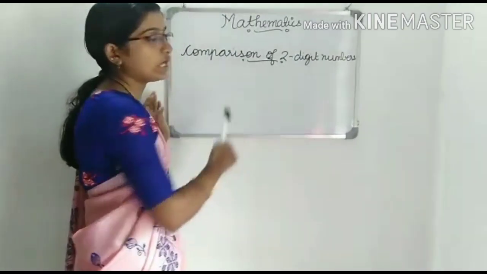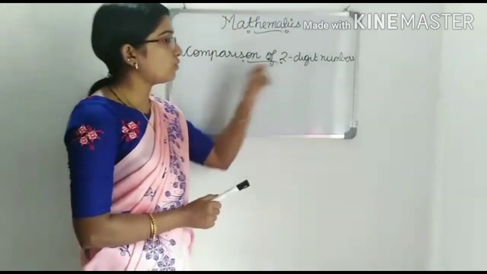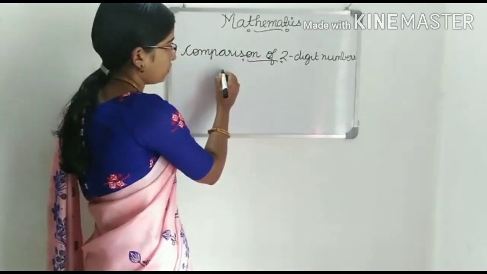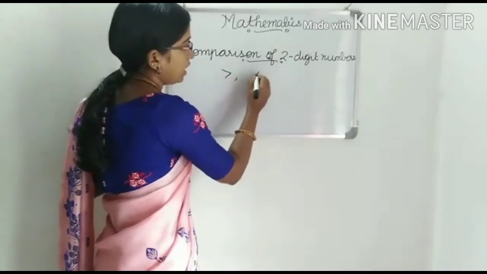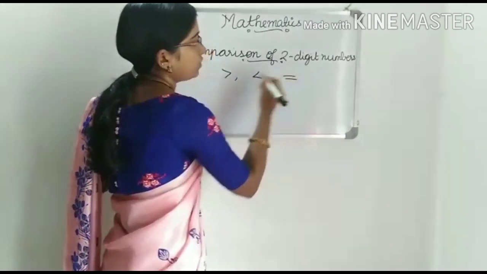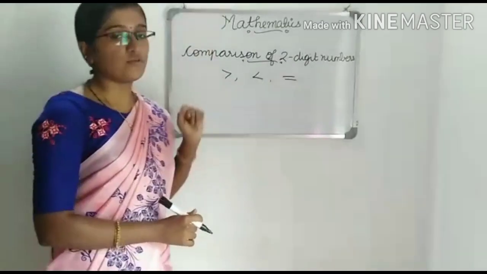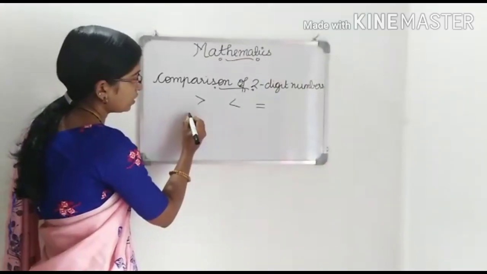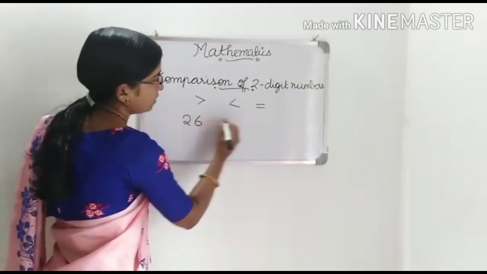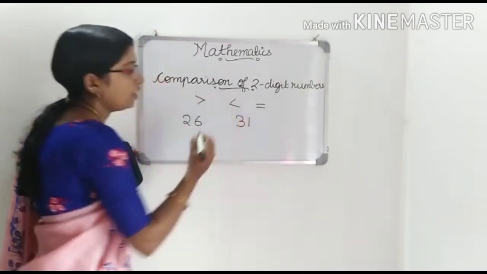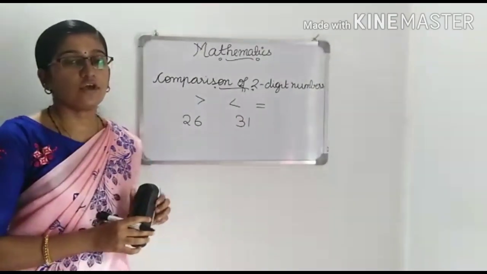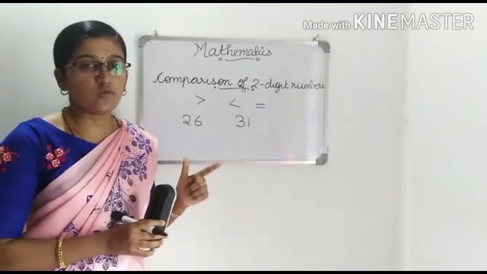Children, now we can move to our topic comparison of 2-digit numbers. We have learned the symbols for comparison of numbers greater than, less than or equal to. Using these symbols, we can compare 2-digit numbers. Consider the number 26 and 31. You have already learned that 2-digit numbers has 2 places, 1's place and 10's place.